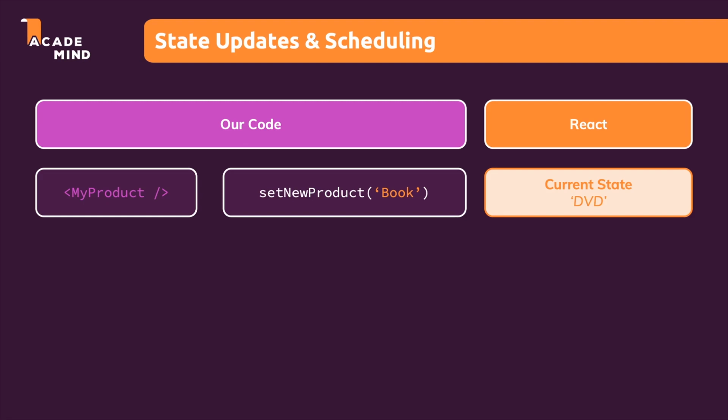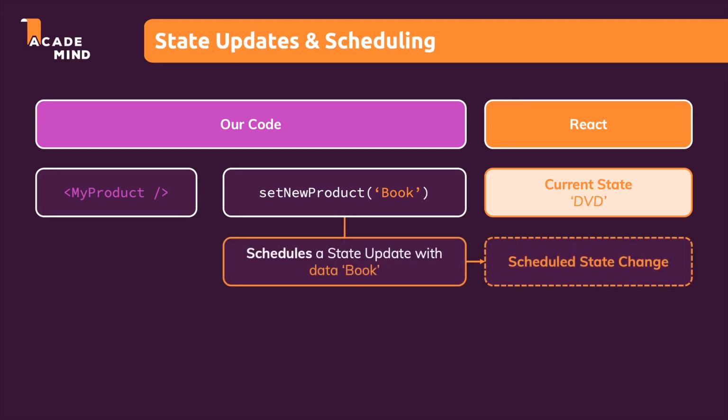Now, what happens with that is not that DVD is instantly replaced after setNewProduct finishes execution. DVD is not instantly replaced just because setNewProduct is done running. Instead, calling setNewProduct and calling those state updating functions in general schedules a state update with the data book. But that's now a scheduled state change. React is aware of it. React plans on processing it. React doesn't process it immediately though.